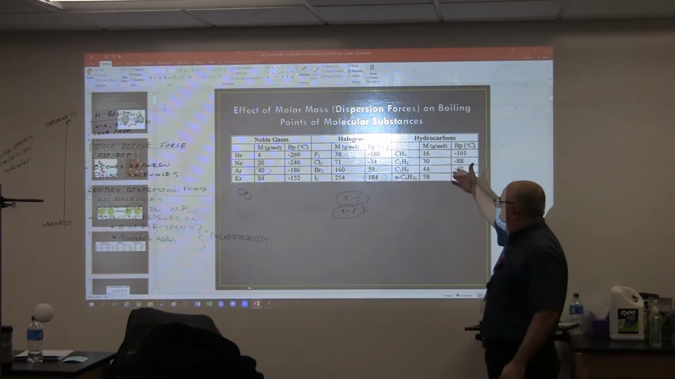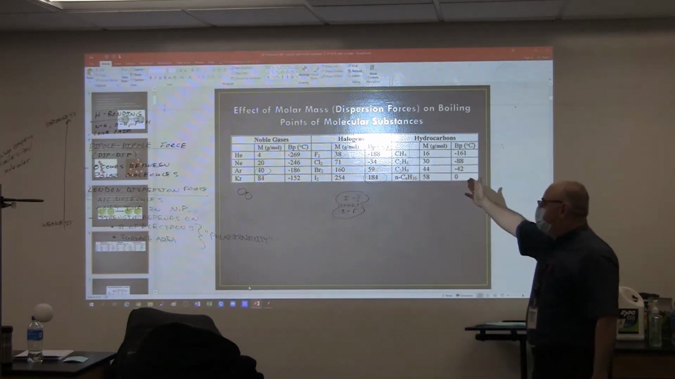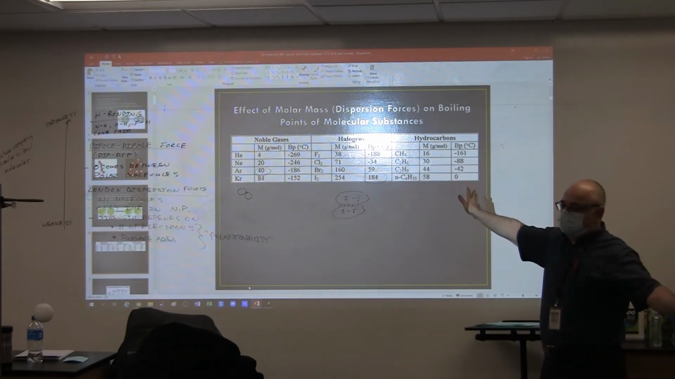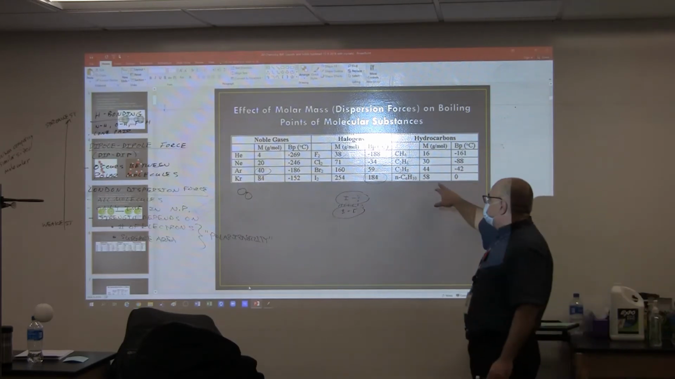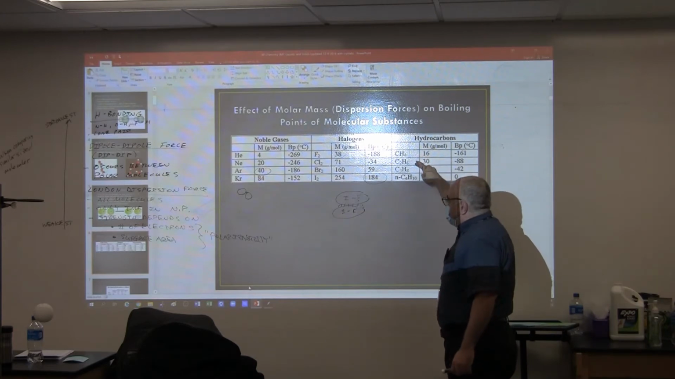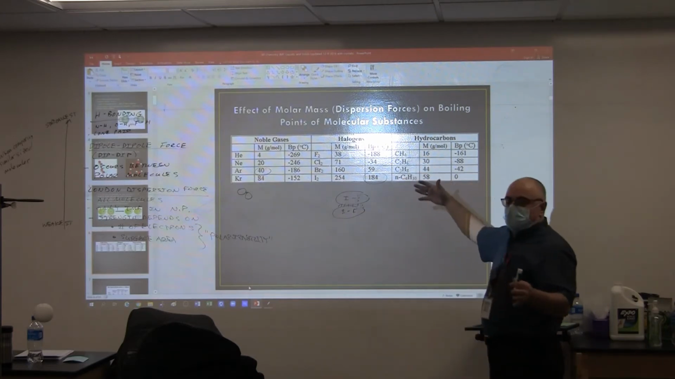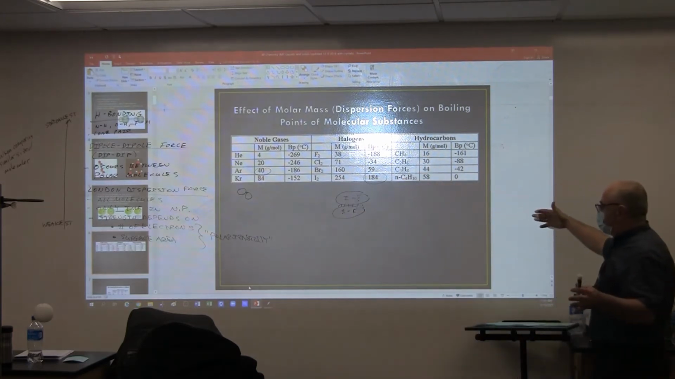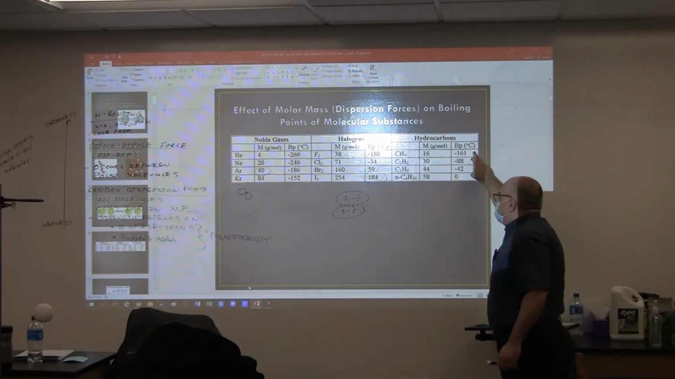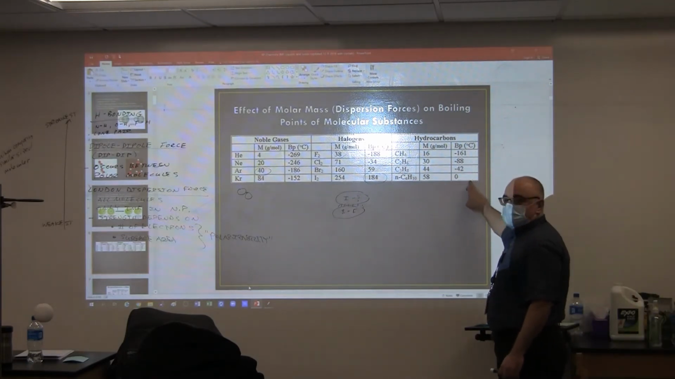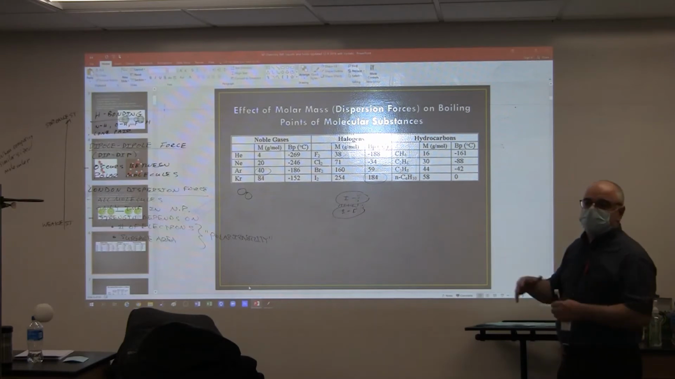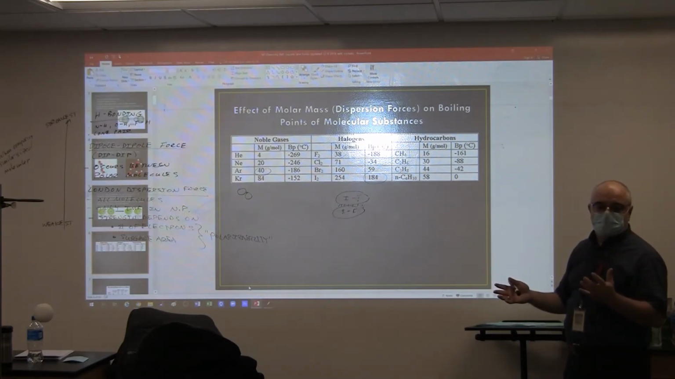And then here, again, you just have to remember pure hydrocarbons are nonpolar. That's very useful to know. But you see it's the same effect. As we're going down the list, as there's more and more carbons and hydrogens, there's more and more electrons, you can see again the boiling point increasing because of the greater number of electrons and the greater polarizability.